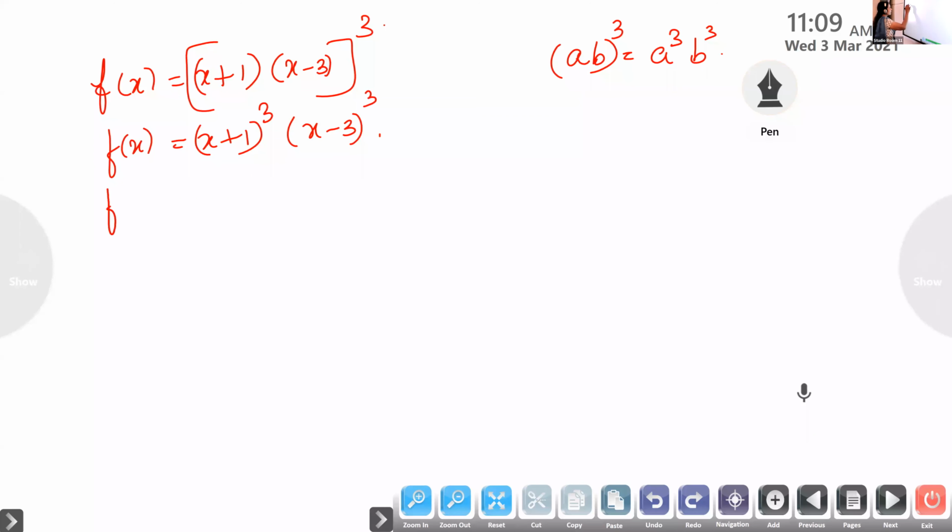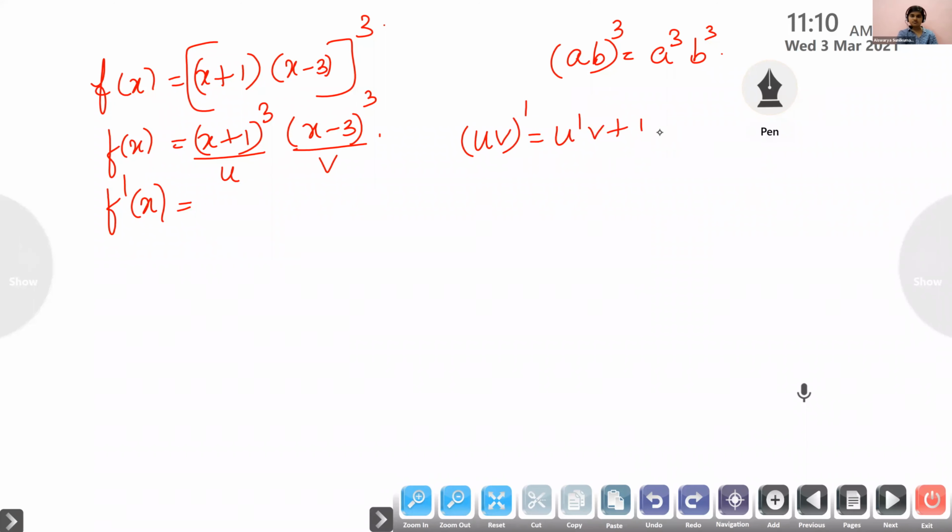We are going to find out the f dash of x using which rule? uv the whole dash, the product rule. So this first one, you take it as u. This one, you can take it as v. So what is uv the whole dash? uv the whole dash is u dash v plus uv dash. So u dash v, you have to differentiate x plus 1 the whole cube.